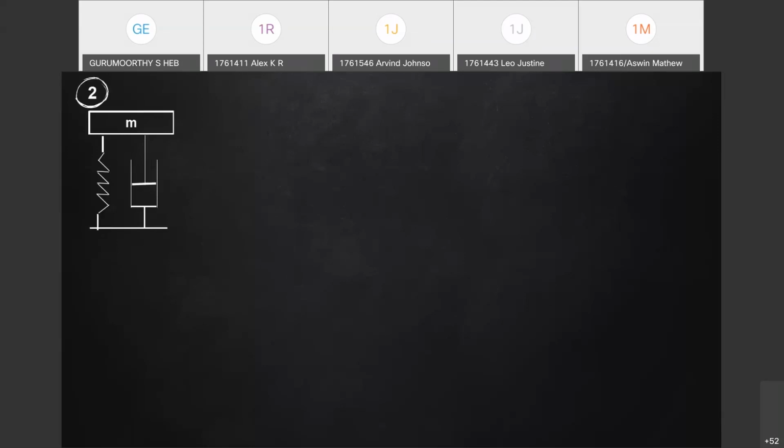Here a mass is shown on the top, which is connected through a damper, a dashpot, a piston cylinder, which is a representative of a damper, and a spring. Now we first have to see in which direction the displacement is given. It is in the downward direction, and displacement is given as x naught. We have to take the equilibrium condition. All the upward forces should be equal to the downward forces, and we write the differential equation.